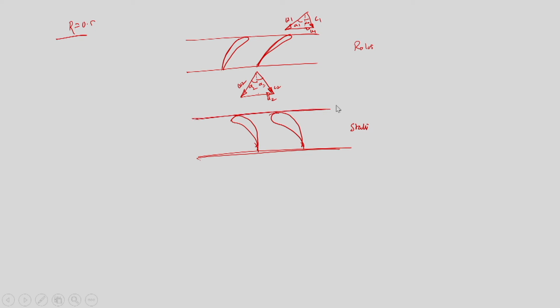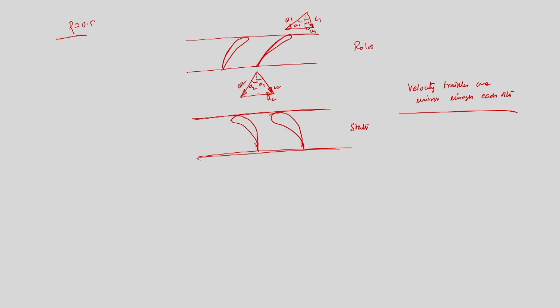So the velocity triangles are mirror images if the degree of reaction is equal to 0.5, that is what we have seen. The velocity triangles are mirror images of each other for degree of reaction 0.5. So the conclusion is that velocity triangles are mirror images of each other. That is what we have seen for degree of reaction 0.5. Fine.